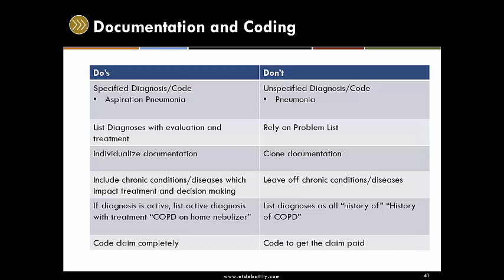We want to include those chronic conditions which impact treatment. If a diagnosis is active, we want to list it as active. We don't want to just say history of. And again, we want to now code our claims completely. Before, we were kind of about coding our claims to get paid. And we can continue on the right, and we're still going to get our fee schedule payment, but it's going to impact us on these other factors.